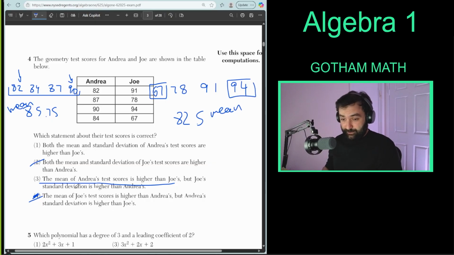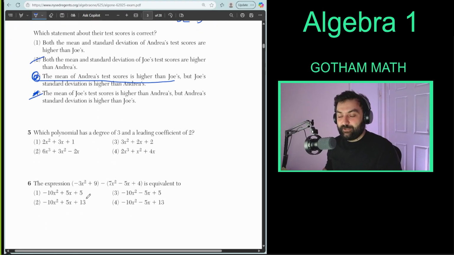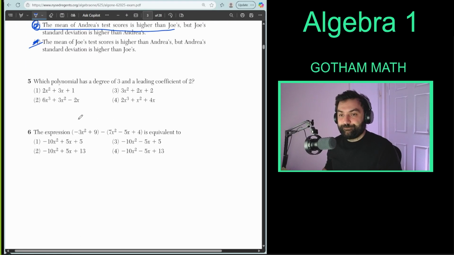But Joe's standard deviation is higher than Andrea's. This is the best that I can do. Well, you know what? I don't blame you if you're just going to choose between 1 and 3. That's fine, and on some of those questions, you'll most likely be guessing a little bit, not a lot, a little bit, guys.